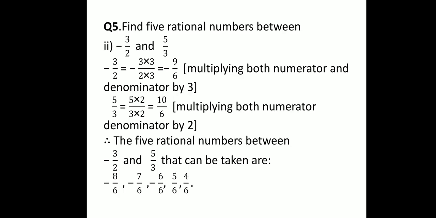Now we can easily find 5 rational numbers between minus 3 by 2 and 5 by 3, that can be written like this. I hope all these questions are very much clear to you, and the chapter which we have started, that is chapter number 6, squares and square roots, all these concepts must be clear to you, and on the basis of that please complete your homework in your homework notebook from your NCERT book. Thank you.